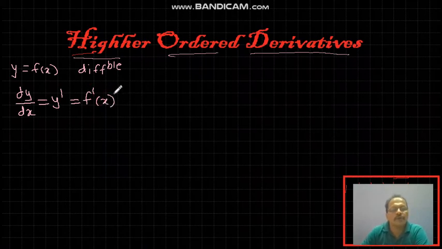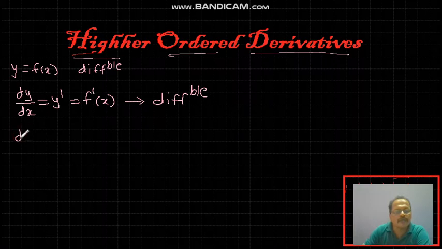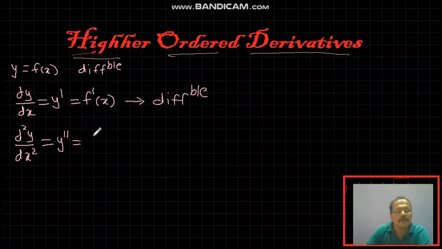Initially I am showing you the notation of these higher ordered derivatives. Now if this function is also differentiable, then on differentiation we get d2y by dx square. It is the derivative of dy by dx. It is equal to y double dash. Y double dash means derivative of y dash equal to f double dash x.